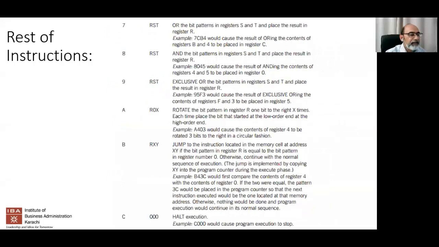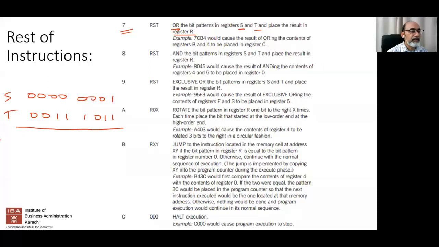Number 7 says, and these are all going to be useful and you'll use them in later parts of this course, OR the bit patterns found in registers S and T and place the result in register R. So what is this doing? This is basically taking the contents of two registers. Let's say the contents of register S are 00000001, and the contents of register T are, let's say, 00110011. Let's say this pattern, and it's going to put the result into register R.